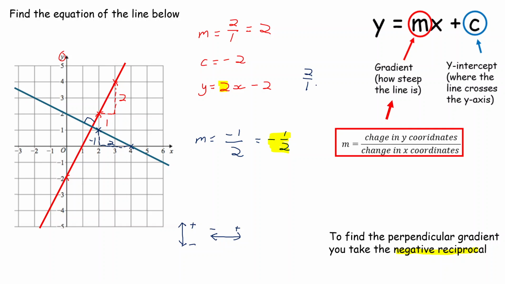So 2 we can write as 2 over 1, they mean the same thing. Reciprocal, you flip it around to give us 1 over 2, and you make it negative. And that is the case for any perpendicular gradient. And we'll look at a few examples now.